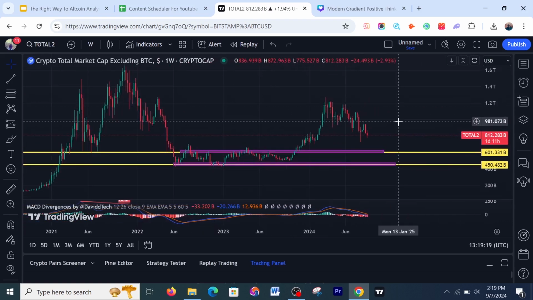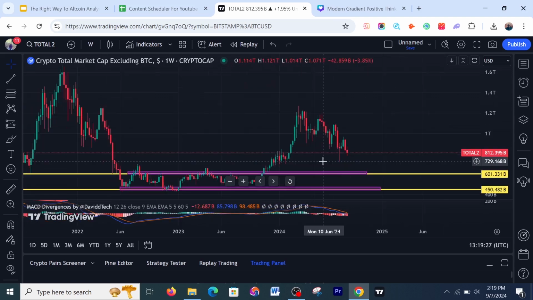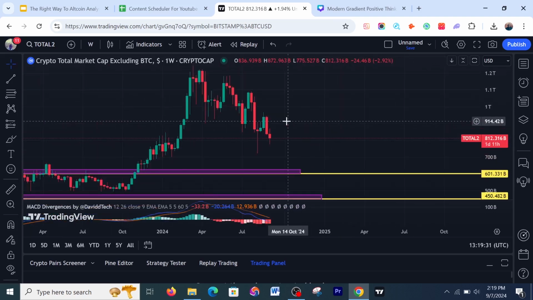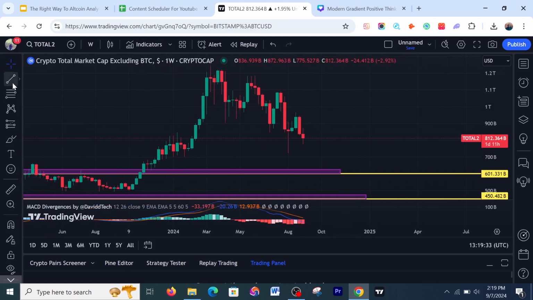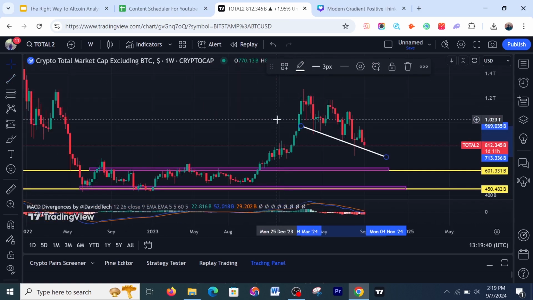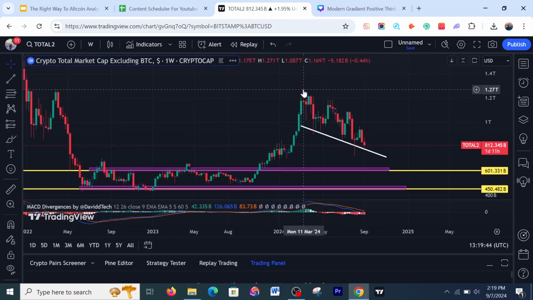So you see, this still isn't looking good. It looks as if it's going to come and touch the support down here. So getting into altcoins at this point does not look really good. Based on the kind of fear in the market, you could get in with a very tight stop loss.